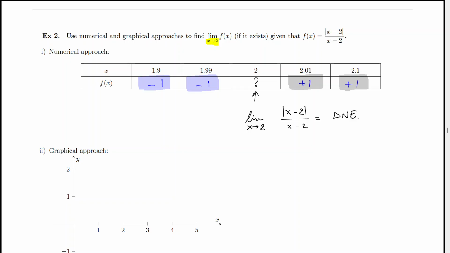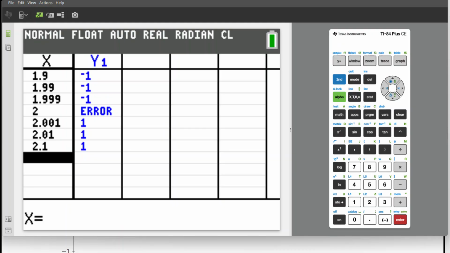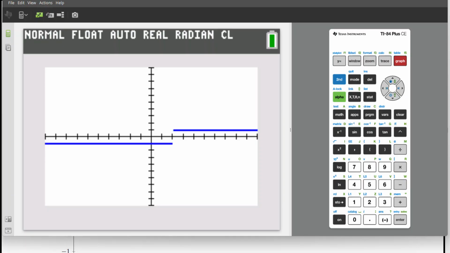Okay, so let's investigate why by looking at the graph. Going back to the calculator, just click on graph on your screen and you can see that the graph is made up of two horizontal lines.